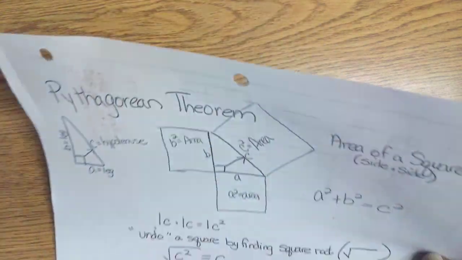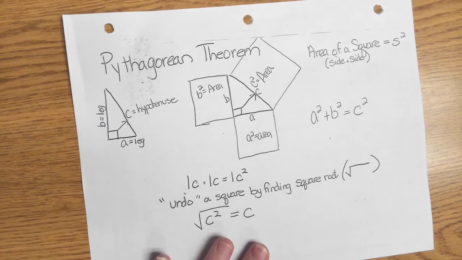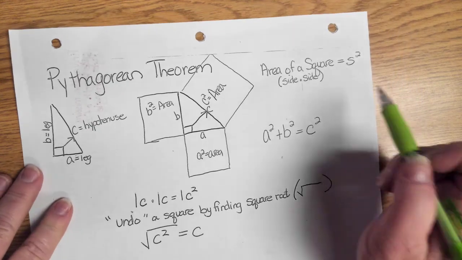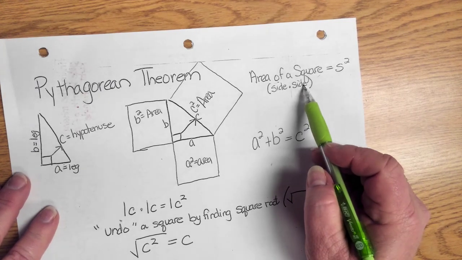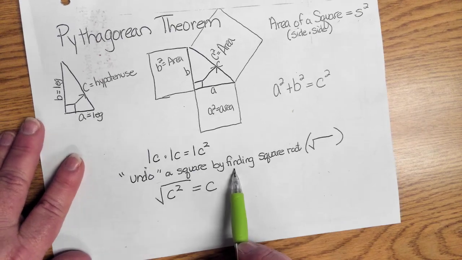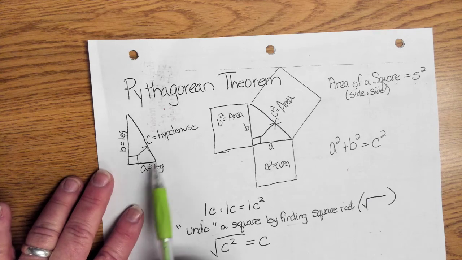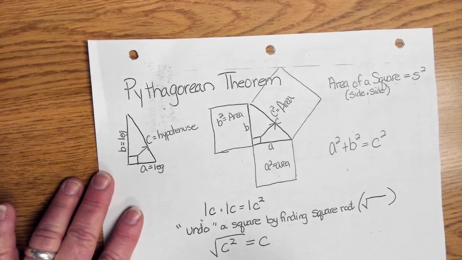This is just a representation, and sometimes we will go more over this in detail again as we practice, but I gave you the area of a square is side squared, it's side times side. To find the side length, to undo a square, you use the square root symbol. I gave you this area plus this area equals this area. The C squared is equal to area. We're going to talk about this some more.